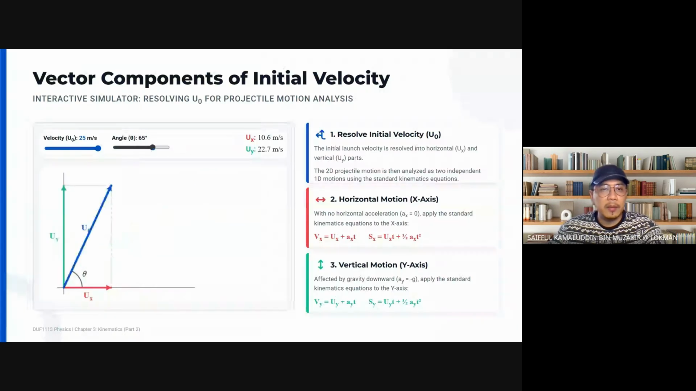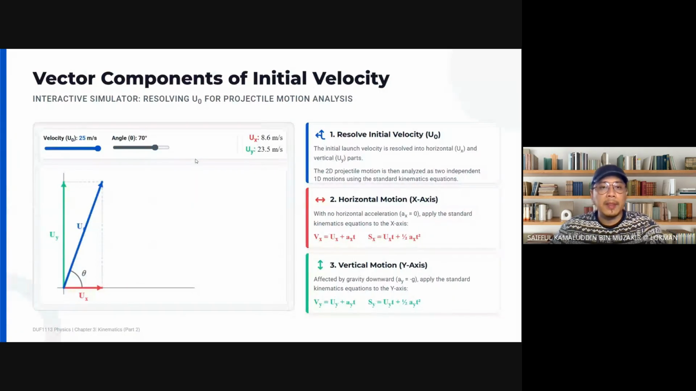And how about if we change the angle? Change the angle to 70. Look again. UX and UI are no longer the same, because of the angle. Cos 70 and sin 70 will give you different answers. If cos 45 and sin 45, they will give you the same answer. So your UI this time is 23.5 meters per second, and your UX becomes 8.6 meters per second.